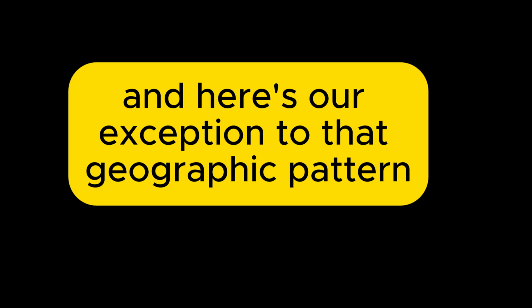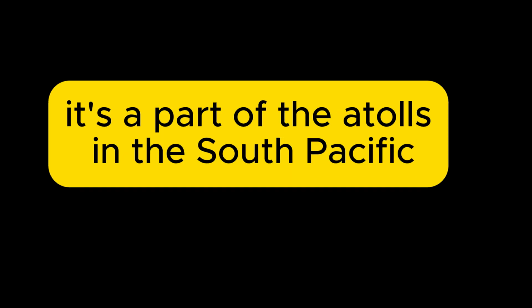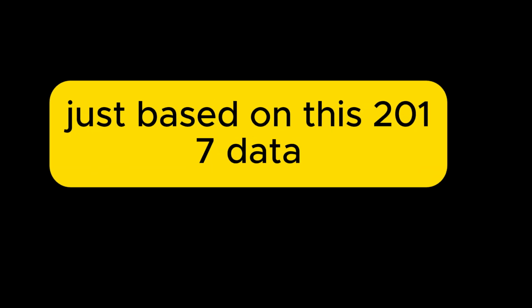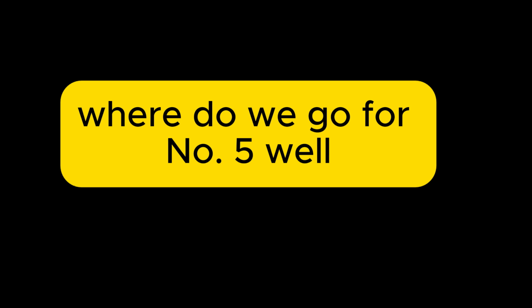And here's our exception to that geographic pattern. Number 6 is Tokelau. Tokelau, that's the one. Yeah, the source specifies it's part of the atolls in the South Pacific. Wow, so not Africa. Not Africa. It's pretty interesting, isn't it, that this outlier appears right in the middle of a list dominated by African nations, just based on this 2017 data. Definitely stands out. Okay, so after those three tied at $1,100, where do we go for number 5?